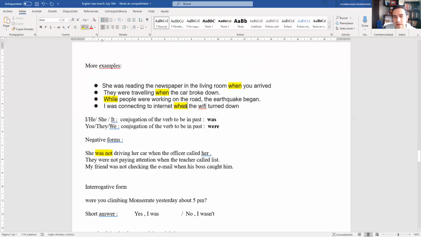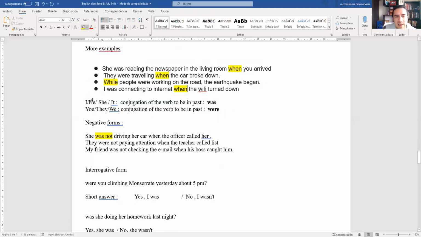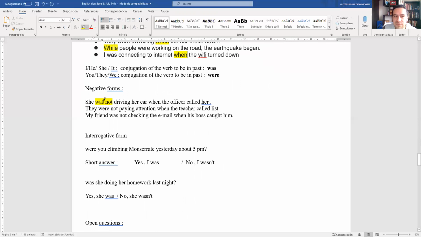Yeah? So when, then, simple past. Okay? Aquí, bueno, un repasito, ¿no? Para los sujetos I, he, she, it, the conjugation of the verb to be is was. For the subjects you, they, we, the conjugation of the verb to be in past is were.